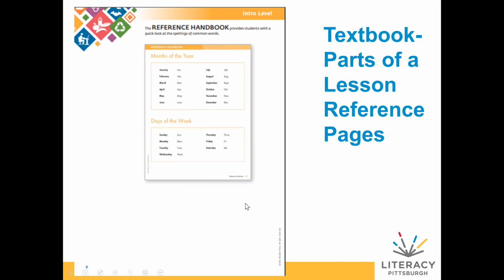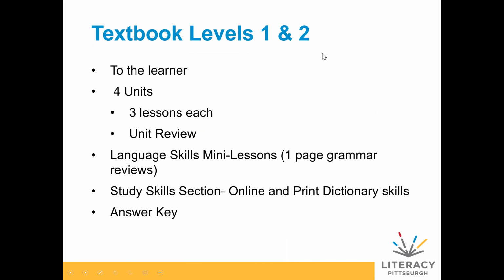There are also, in the back of the textbook, parts of a lesson reference pages. At this low level, it is words that they need to know: sight words, months of the year, days of the week, things like that. At the higher level, in units 1 and 2, make sure you go over the To the Learner pages at the very beginning of the book with them. It's where the directions are explained for the rest of the section.